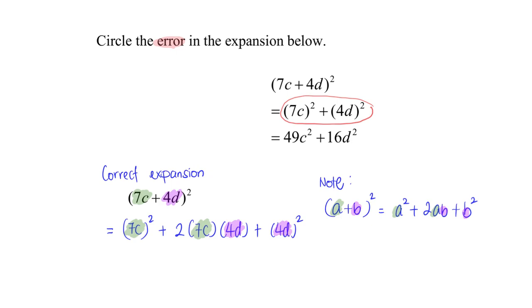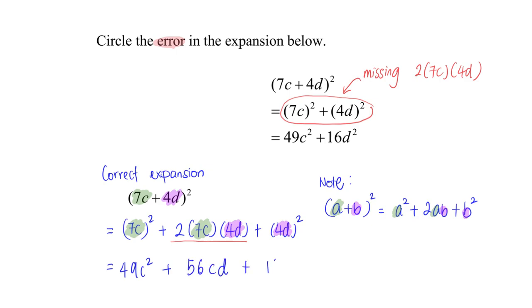So there is this missing part here that is missing. Okay, so this error is missing the 2 times 7c times 4d. That's why it's an error. Okay, so for completeness, I'm going to just expand out everything neatly. So this will be equals to the following.